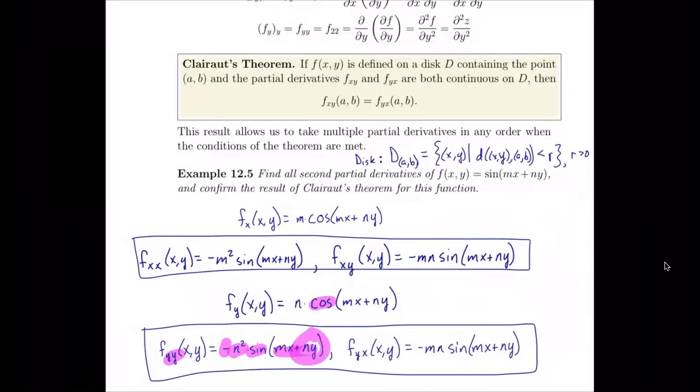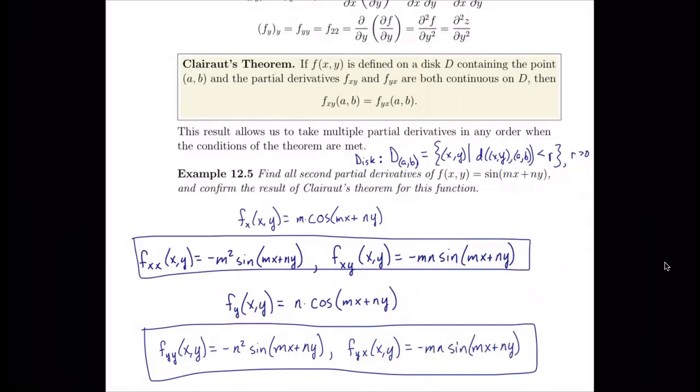And if we take f_y, the partial of f with respect to y, and take the partial of that function with respect to x, we'll have what we have at the bottom. Again, the details are very similar to the rest. We end up with this function, which matches this function. And it in fact should by Clairaut's theorem, because sine of mx plus ny and both of those functions are continuous everywhere. So these partials should match, and in fact they do. It's a nice confirmation of Clairaut's theorem.